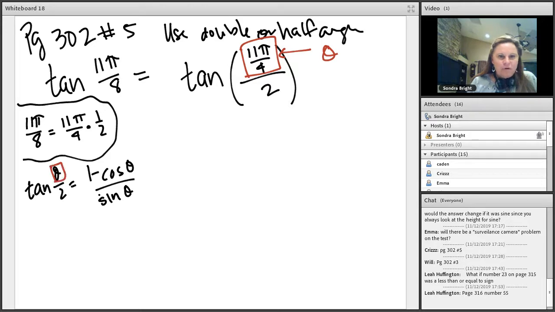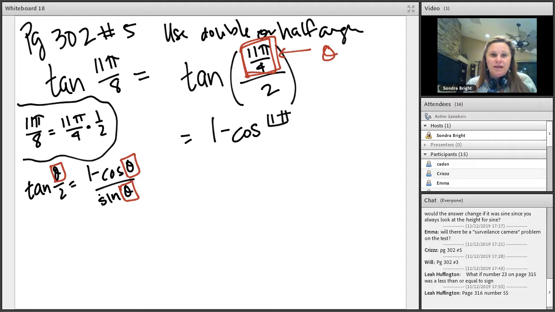So this theta over 2 is this theta over 2. That means it's this theta and it's that theta. So it's 11 pi over 4 that gets plugged in there. Notice there's no plus or minus. I don't have to figure out plus or minus because it's not in the formula. So I've got 1 minus cosine of 11 pi over 4 over sine of 11 pi over 4.